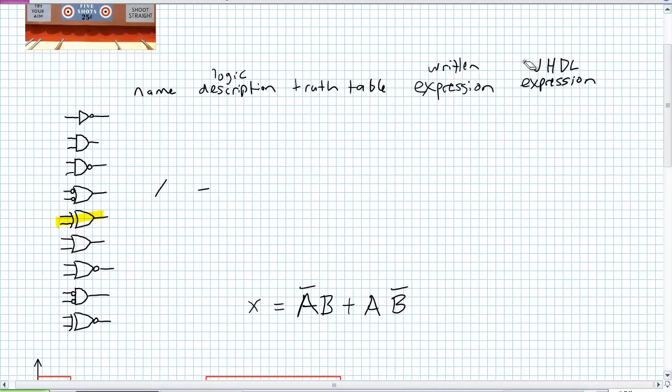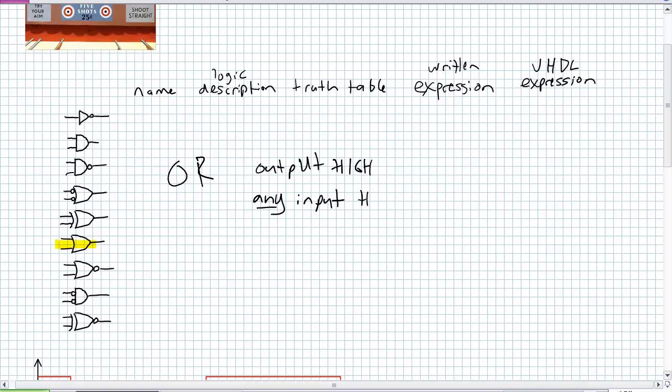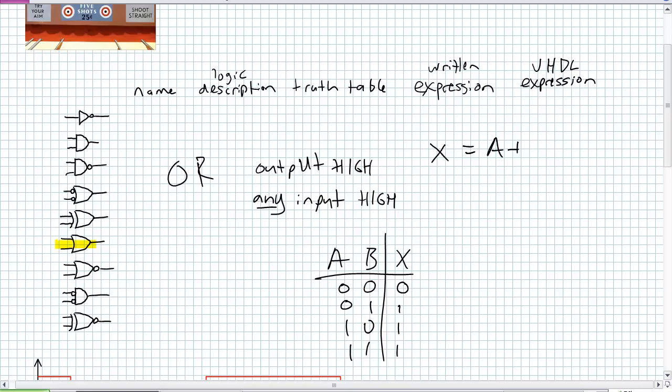Okay, so what is our next gate? Oh my gosh, it's one of our basic gates, the OR gate. What's the logic description? Output is high if any input is high. What's the truth table? What's the written expression? X is equal to A or B. The VHDL expression: X is assigned A or B, semicolon.